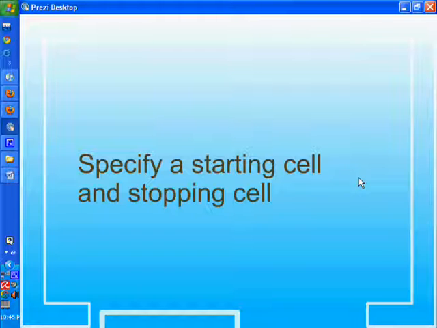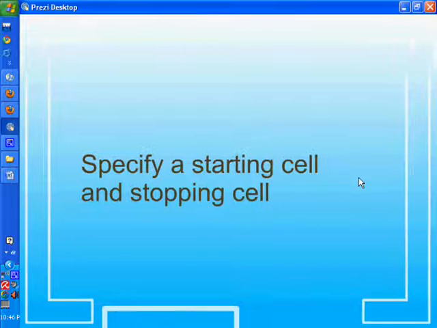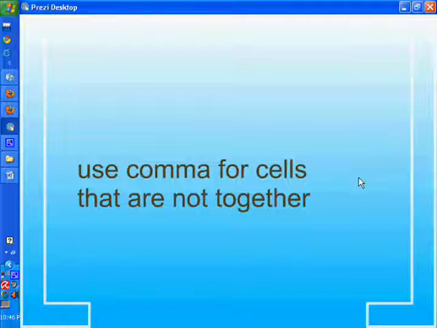If the cells that we want to work with are not together, we can use the comma to separate the cells, or by holding down the Control key and selecting cells or blocks of cells. The comma will be inserted automatically to separate these chunks of data.